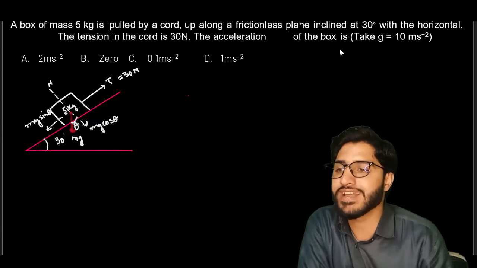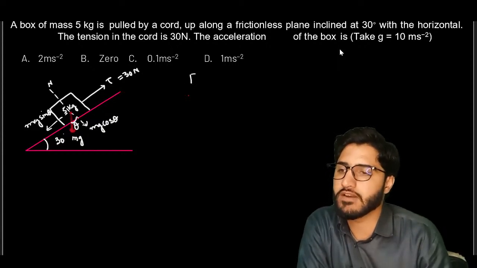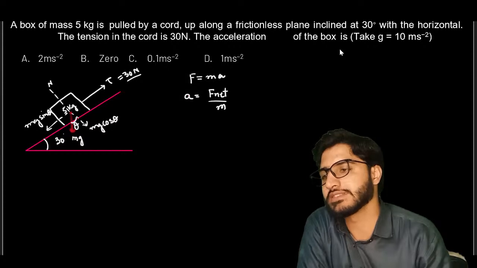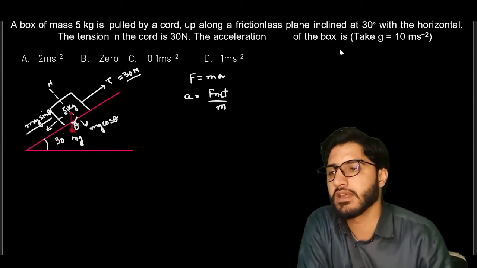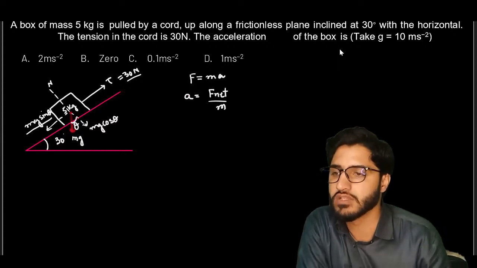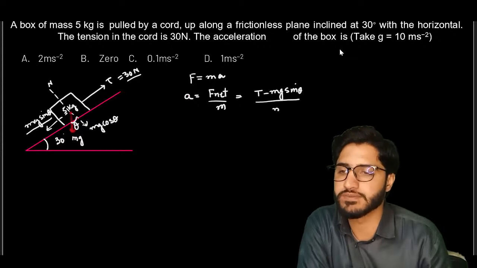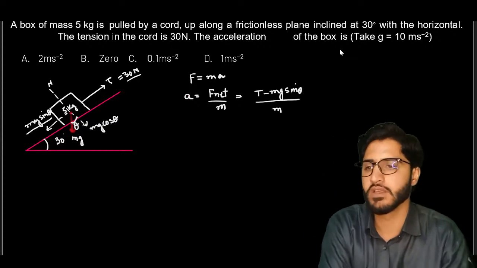We have to find out the acceleration. So we know that F is equal to mass into acceleration. So acceleration would be equal to net force divided by the mass. One force is 30, one is mg sin theta, right? And the object is going upwards. Clear? So I can write tension will be dominant. So I can write (T minus mg sin theta) whole divided by the mass. Clear?